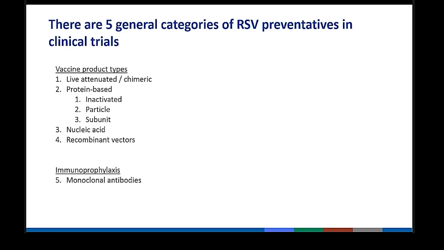And then the last kind of product that is in clinical trials is immunoprophylaxis products. There's one already being used for pediatric cases, Synagis or palivizumab, and then there are multiple new monoclonal antibody immunoprophylaxis products in preclinical and clinical trials.